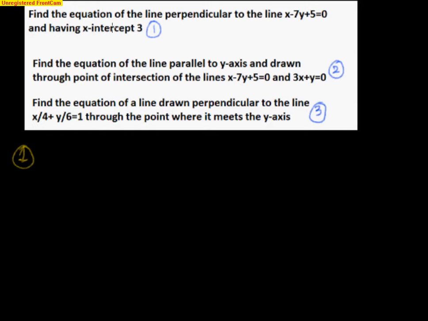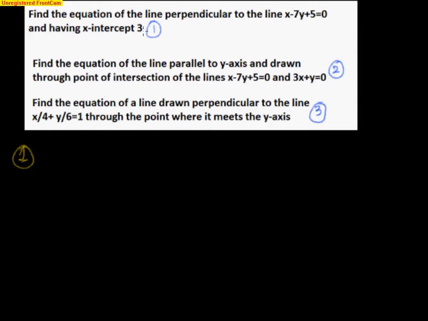Okay, see here, find the equation of the line perpendicular to the line x minus 7y plus 5 equal to 0 and having x intercept 3. So if you read it again, find the equation of the line perpendicular to the line. That means I have been given the slope. If I am able to find out the slope and I find out the negative reciprocal, it's nothing but the slope. Then x-intercept is 3.